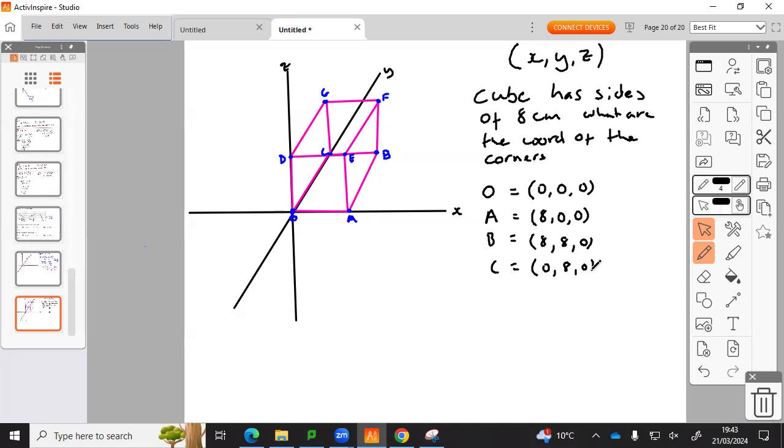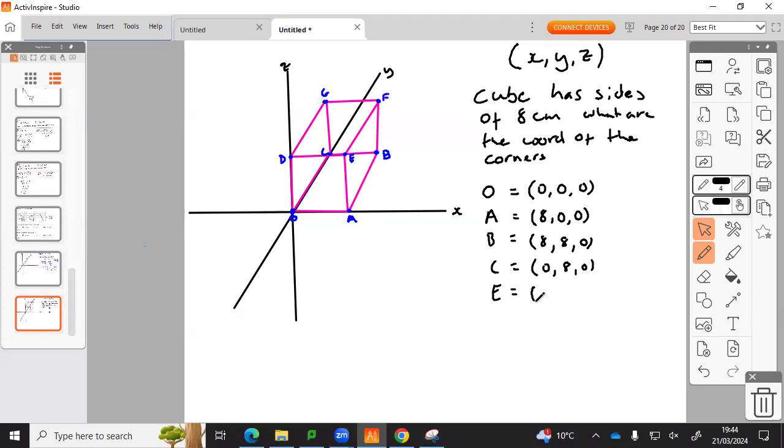So all my z coordinates there, because I've not got any height yet, it's the flat face at the bottom of that cube. All my z-axis coordinates are 0. Now I'm going to introduce the height. Okay, so E is the one above A.